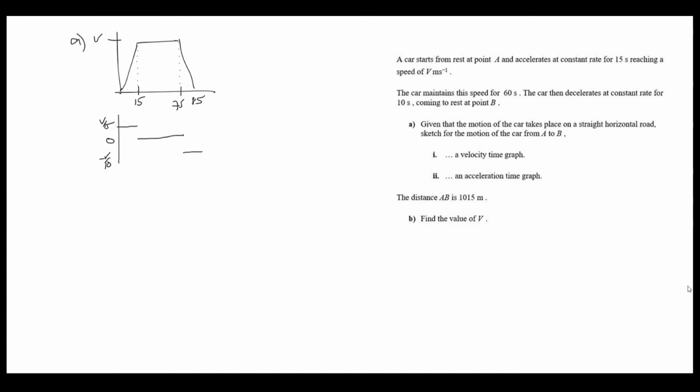Similarly, in the last 10 seconds, the velocity went from v to 0, so that's negative v, and it took 10 seconds. So negative v over 10. This is how I would label my acceleration time graph.